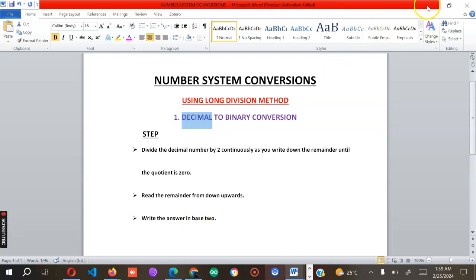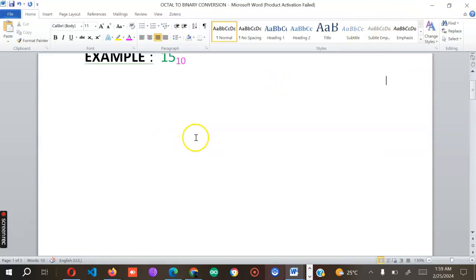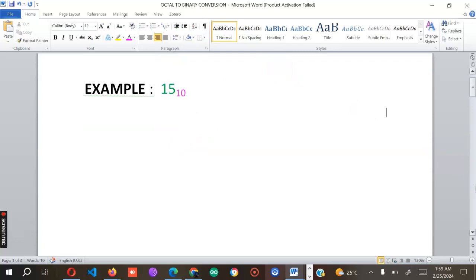Okay, let's go directly to our example. This is our first example, where we have 15 base 10. Remember the rules: you're supposed to divide the number by 2. Okay, let's start. The number is 15. This is the solution.